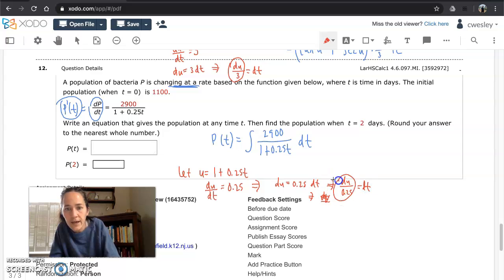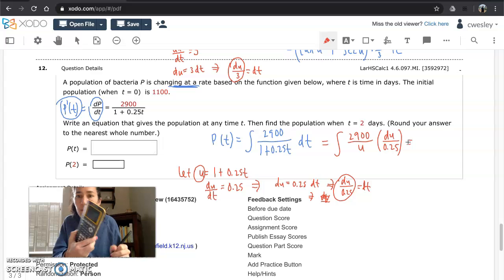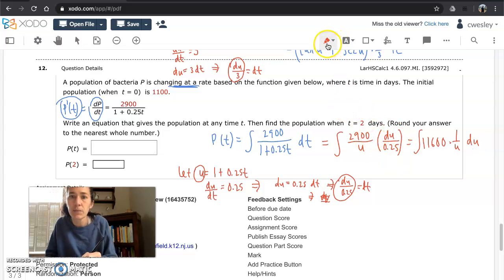Okay, so I think we're set to sub back in. Into the original, I have a 2,900. We're going to divide by just u, and then in for dt, we can put du over 0.25. The constants are not a big deal. I'm going to take my calculator and plug in 2,900 divided by 0.25 to get 11,600. So it's the integral of 11600 in my problem times 1 over u du. Just another way to write what we had in red in the step before this.